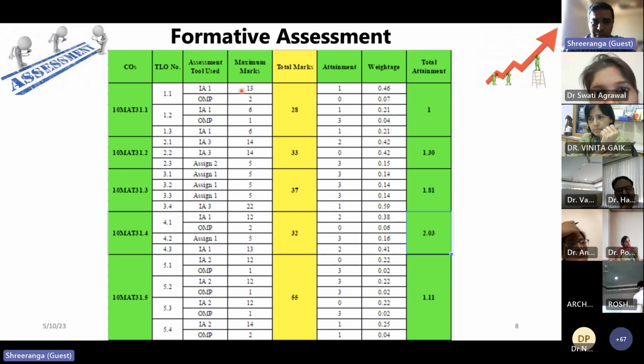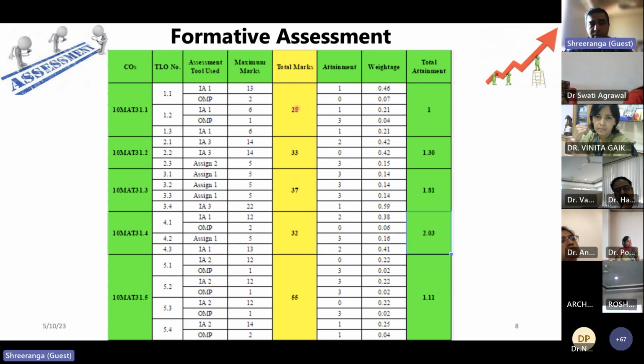Now I'm going to summarize 13 plus 2 plus 6 plus 1 plus 6, which corresponds to the total marks of 28. The meaning over here is the first CO, that is 10 MAT 31.1, has been assessed for a total of 28 marks with different tools and techniques. Now I have to identify what is the weightage which I have given to each and every TLO.